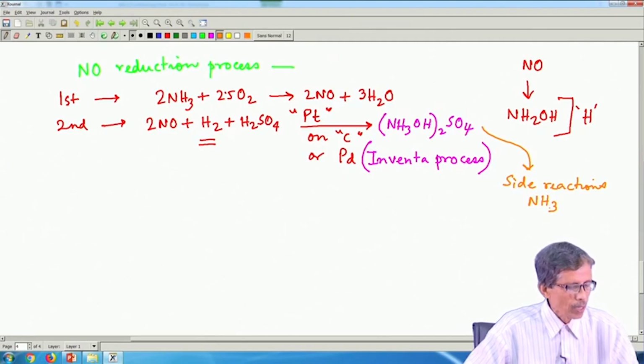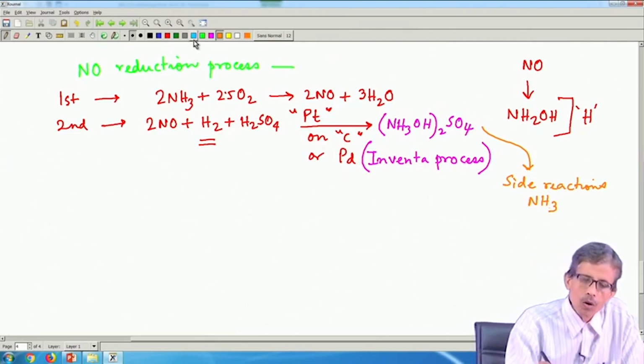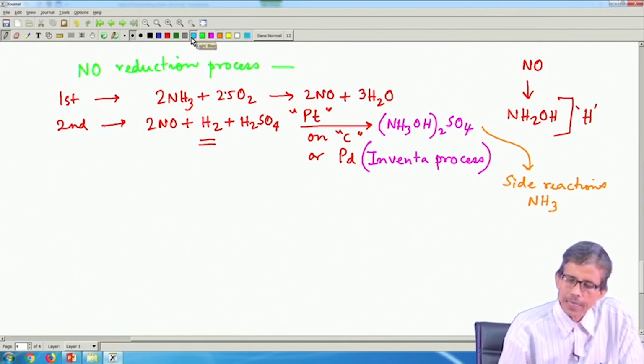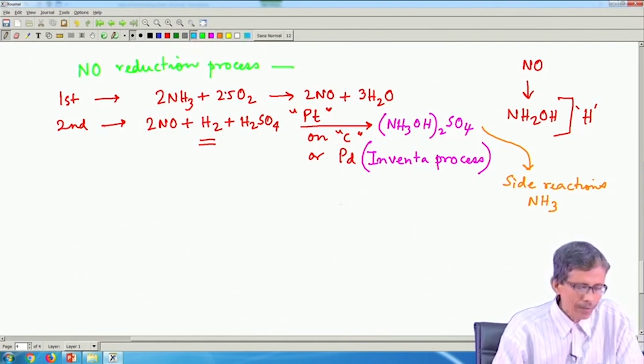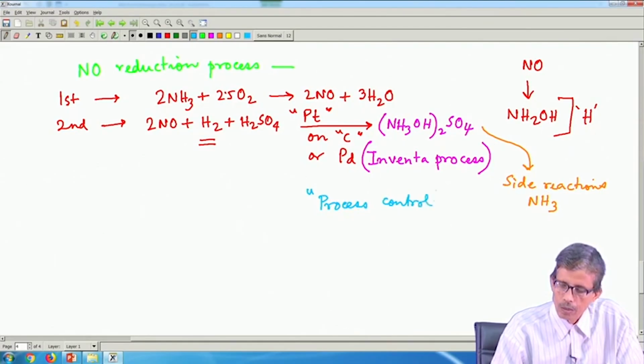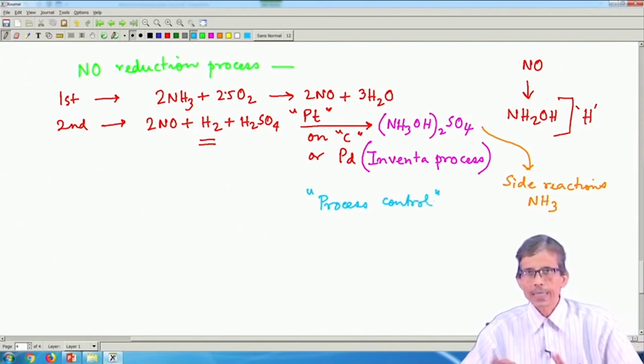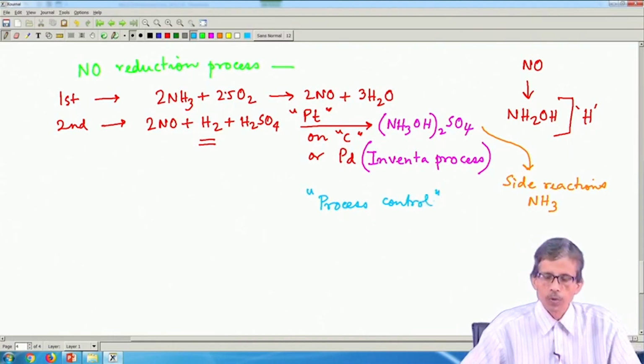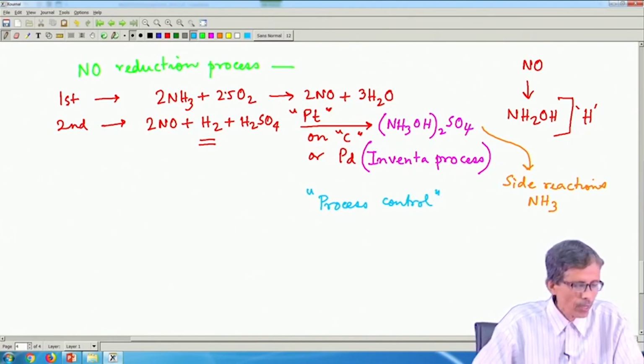This can be taken care of through what chemical engineers call process control. We should go for process control, that is, how you can change the chemical process for the production of this particular molecule.